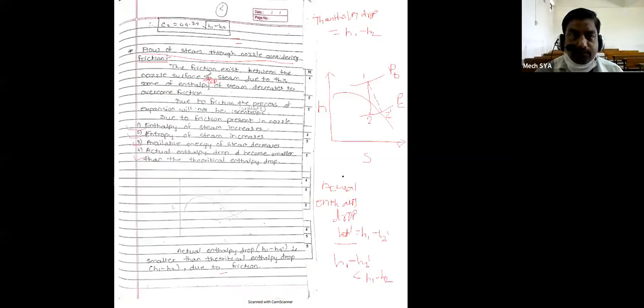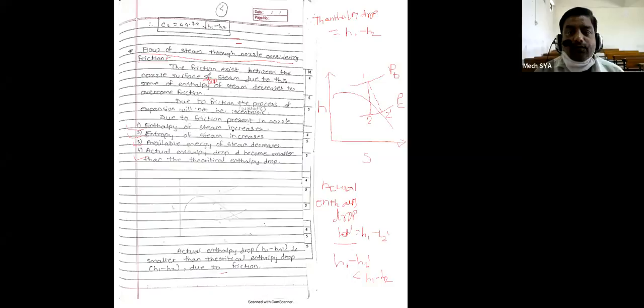Therefore, C2 squared is equal to the square root of 2000 into HD, where HD is H1 minus H2. The square root of 2000 is 44.72, into HD. But here C2 should be in meters per second, and HD, or H1 minus H2, should be in kilojoules per kg. Up to that, I think we completed in the last lecture.